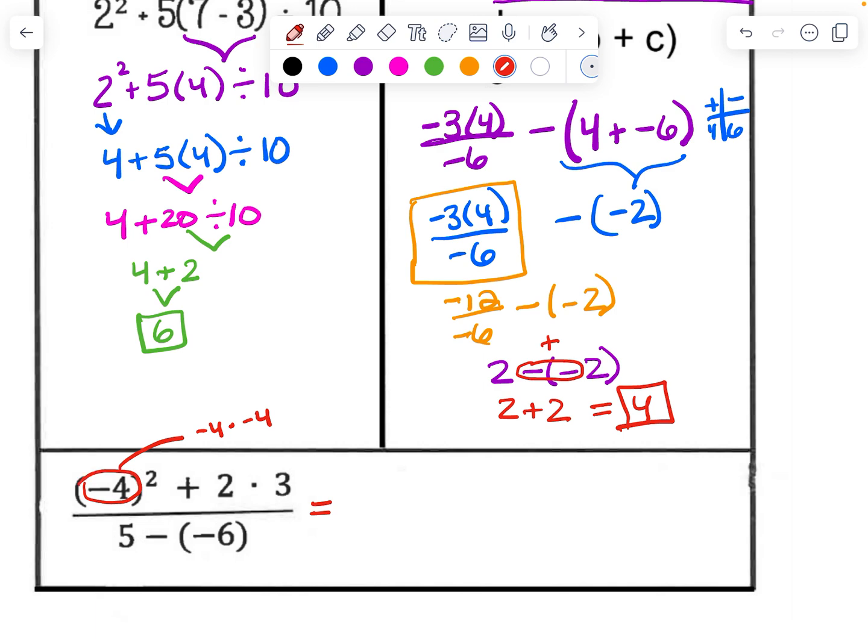Continuing in the numerator, I'm going to multiply before I add. 2 times 3 is 6. And then 16 plus 6 is 22. And this thing I'm going to do here is treat this like a fraction, right? Which is 22 divided by 11, which is 2.